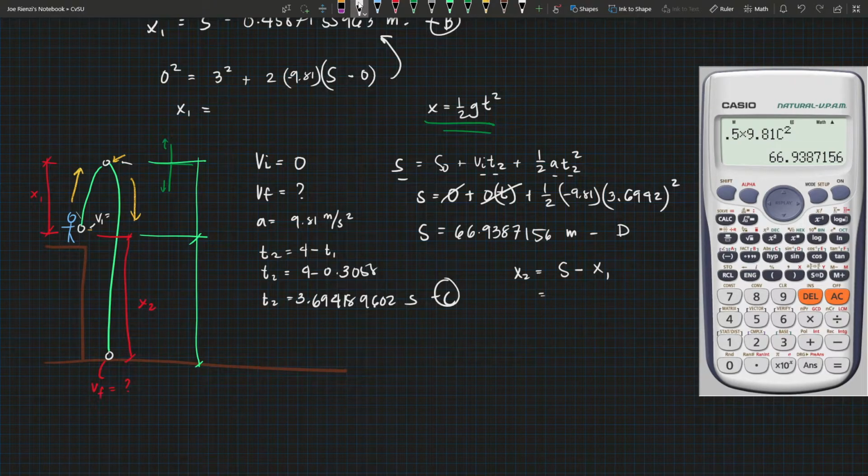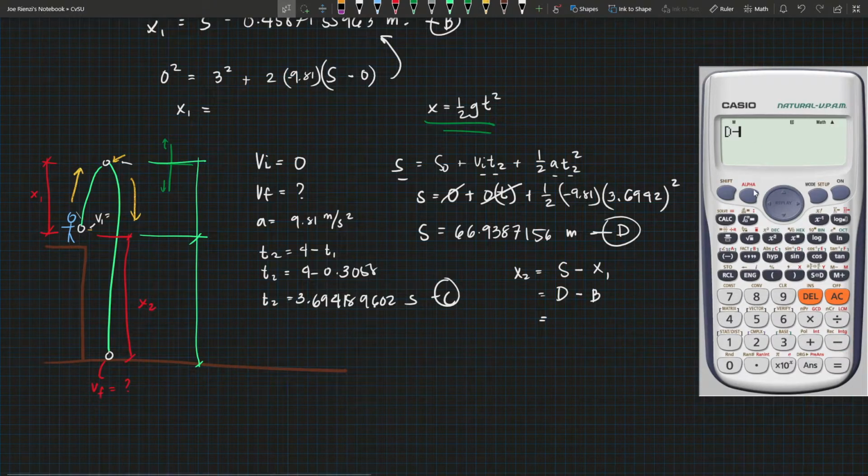Store ko na lang siya kay D para madaling hanapin. So, shift, store, D. So, ayan. And then, D minus B. Shortcut ko na para hindi na mahaba yung susulat. So, D minus B is 66.48. So, ito yung height ng building. 66.48 meters.